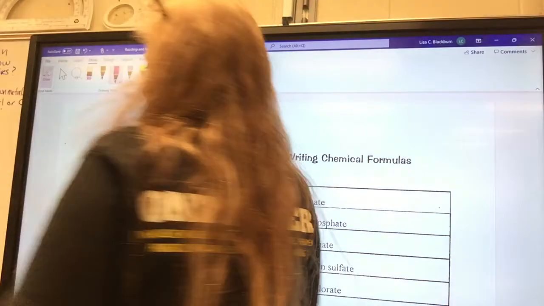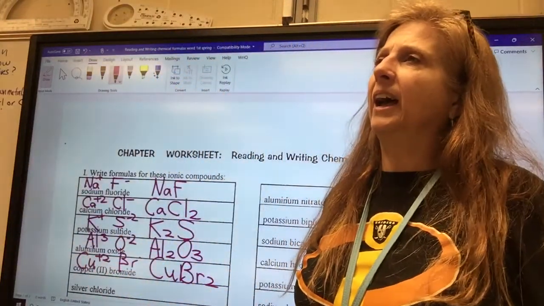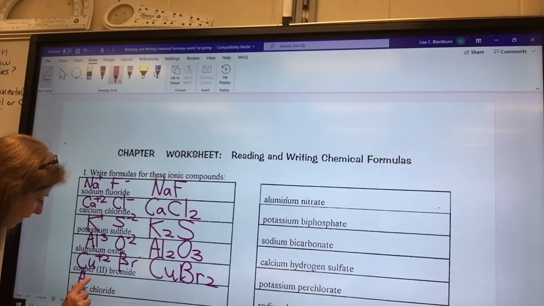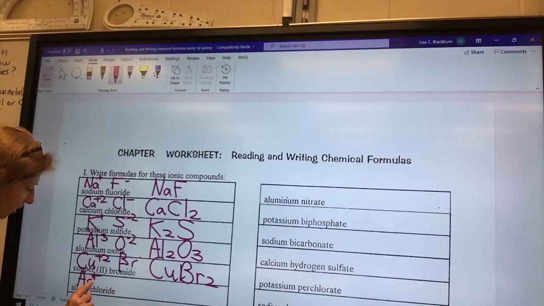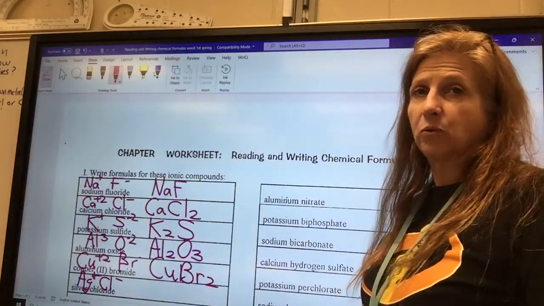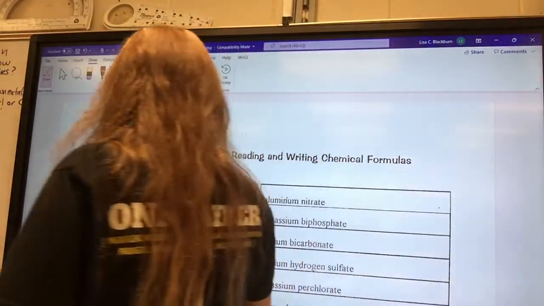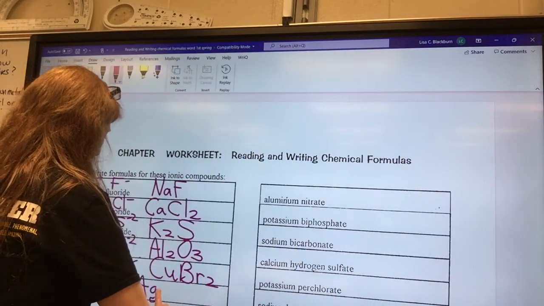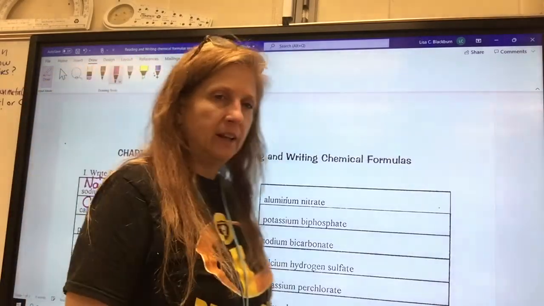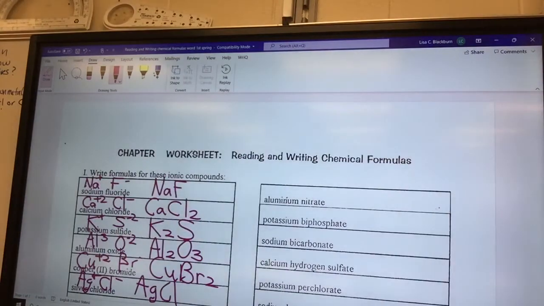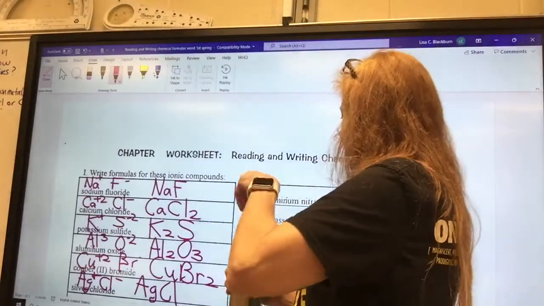All right. So knowing that silver is plus 1, we can go ahead and write Ag plus. Chloride is Cl and it's minus. What do I do for this? I just write them together, right? AgCl, silver chloride. Silver chloride, and we will use that in lab. It's a fun chemical. It's expensive though, because it's got real silver in it. Okay.